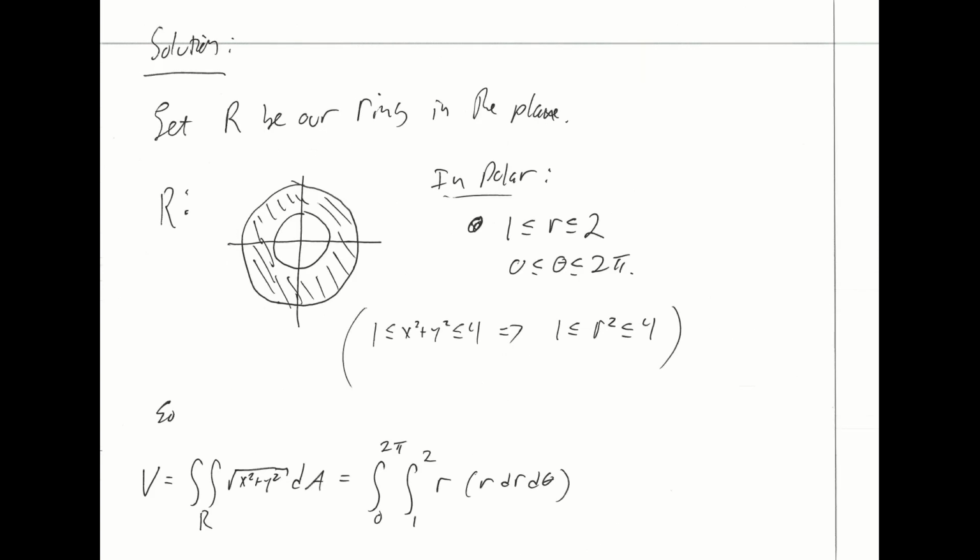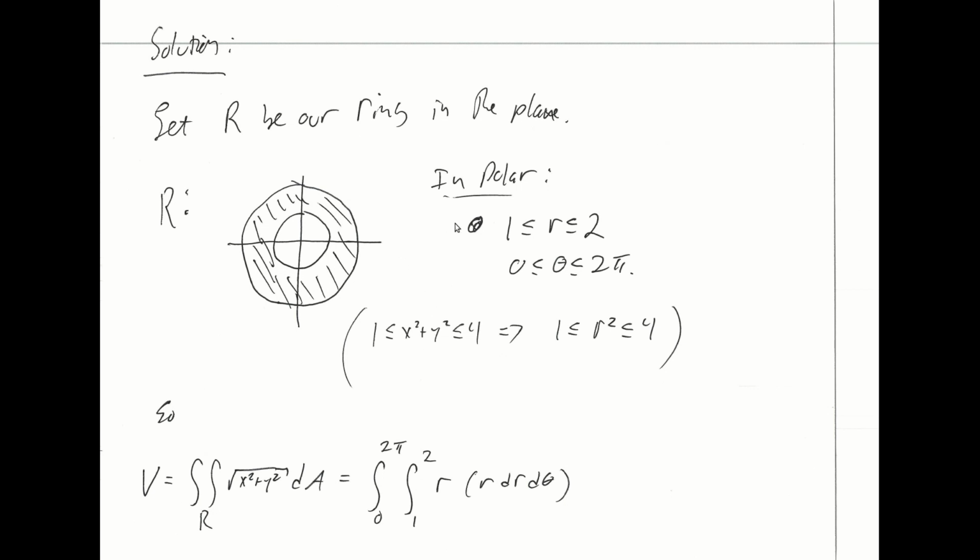Alright, now let's look at the solution. So our ring was the xy pairs such that x squared plus y squared were between 1 and 4. X squared plus y squared equal to 1 gives me the circle of radius 1 centered at the origin. X squared plus y squared equal to 4 gives me the circle of radius 2 centered at the origin. So we're talking about the region between those two circles. That's what R is. I've drawn it here.